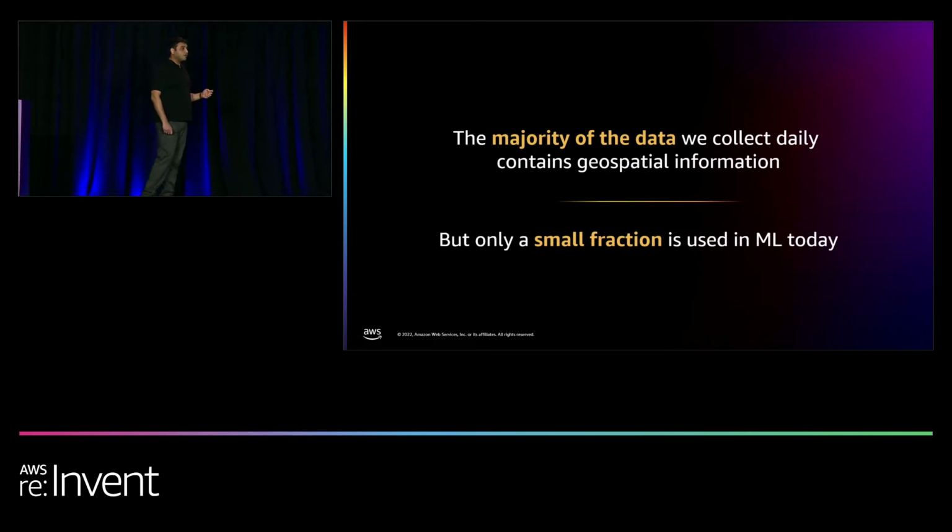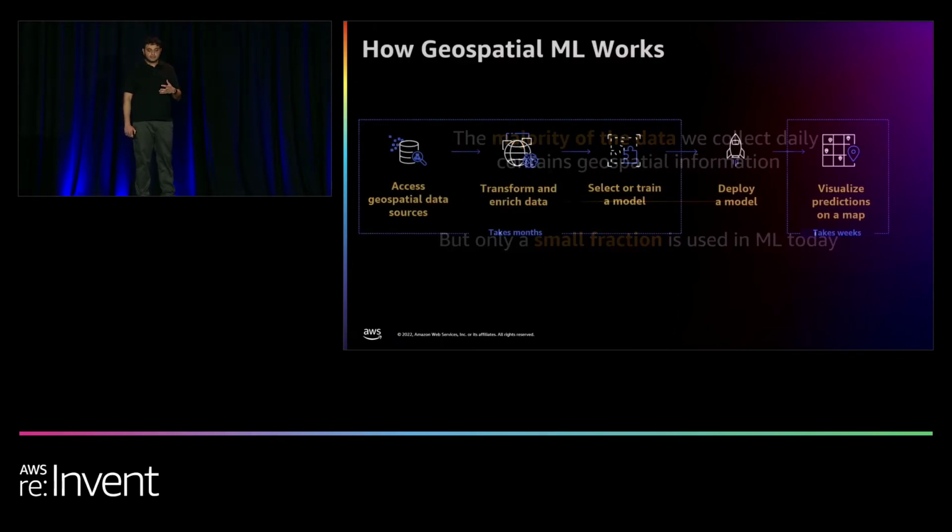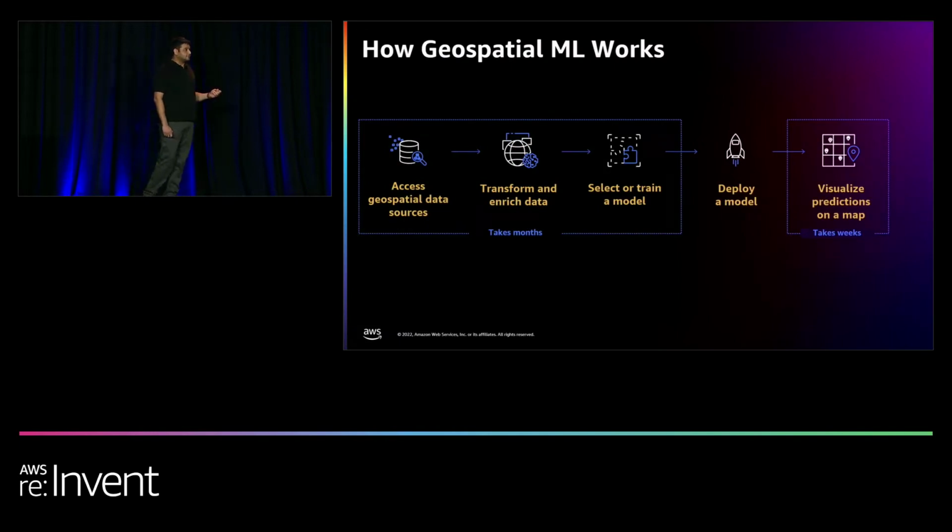In spite of geospatial and satellite data becoming easily available, the use of this data remains really small in machine learning, in spite of all these use cases. Let's take a look at what geospatial ML involves and what the key challenges are. Geospatial machine learning workflow today is time-consuming and expensive and requires specialized skill set.